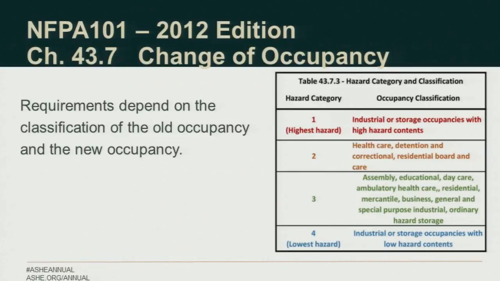All right, so change of occupancy is the next item. That's where you're going from, say, a mercantile to assembly or something like that. The way this addresses the change of occupancy, it classifies the different occupancies into hazard categories. So an industrial storage occupancy with low hazard contents is assigned to your number 4 category. Number 3 has most of the occupancies in there.